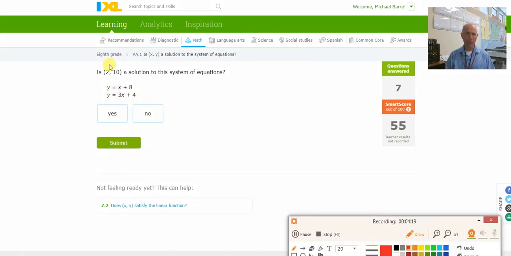Okay, so this is x, this is y, plug it in. 10 equals 2 plus 8, so far it's working. And 10 equals 3 times 2 plus 4. Yes, it worked in both equations, so it is a solution.